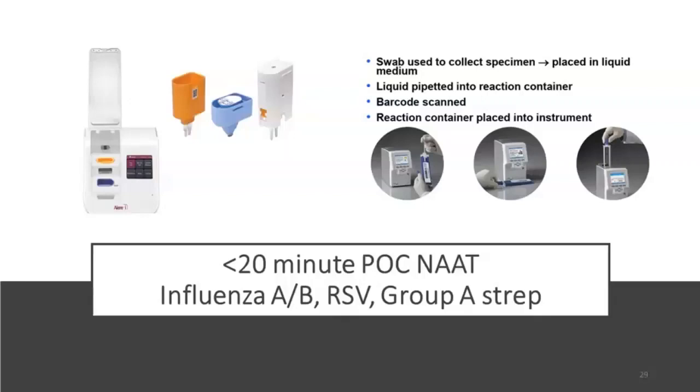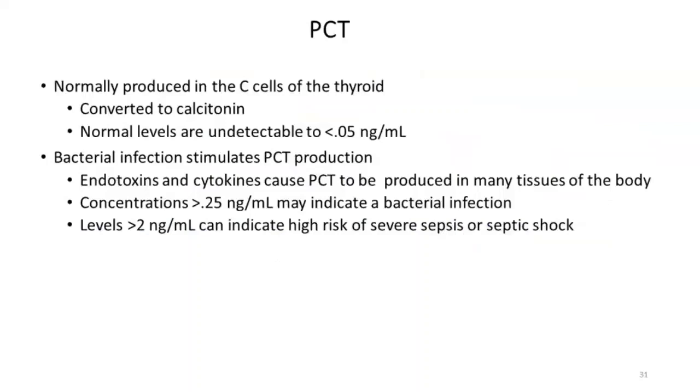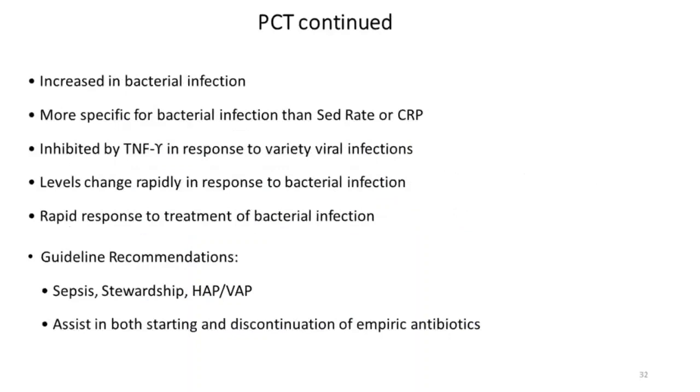So the next topic is biomarkers, and the best biomarker out there is procalcitonin. Procalcitonin is normally produced in the thyroid and other glands. It's converted to calcitonin. Normal levels without bacterial infections are less than 0.05. It's stimulated by endotoxins and cytokines. Concentrations of greater than 0.25 may be indicative of a bacterial infection. We'll talk about some false positives and false negatives in a minute. And for levels of greater than 2, the higher the level generally correlates with the severity of infection. So it increases in bacterial infection.